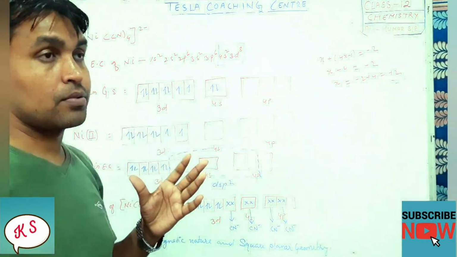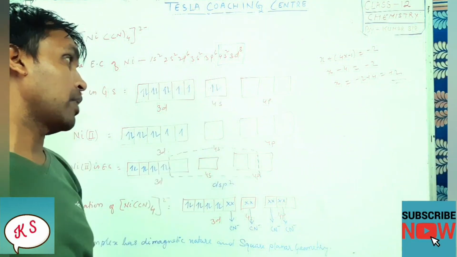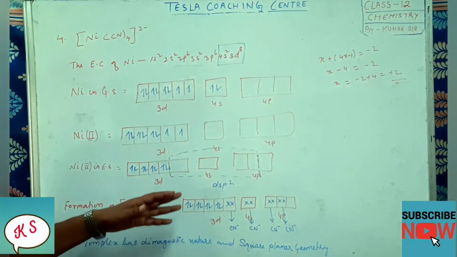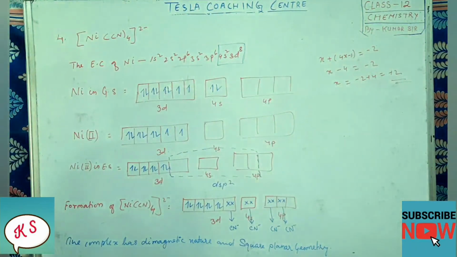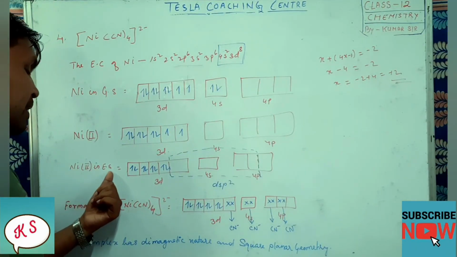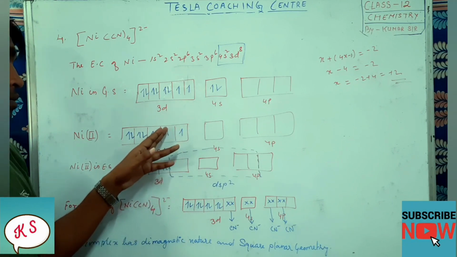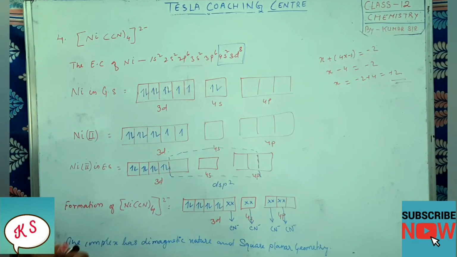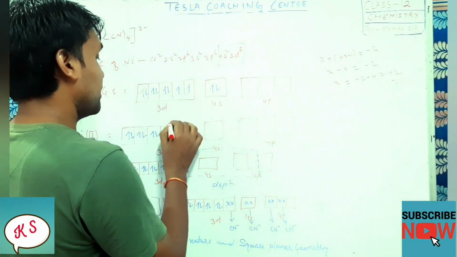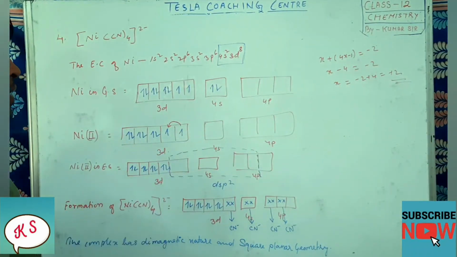Now Ni2+ is the oxidation state, which means 2 electrons have to be lost, and as I have been telling you, the 2 electrons will be lost from the outermost, which is 4s. So we already have 4 vacant orbitals. But Ni2+ will go to the excited state, so the last electron will come and pair up with this one, and this orbital will be vacant.